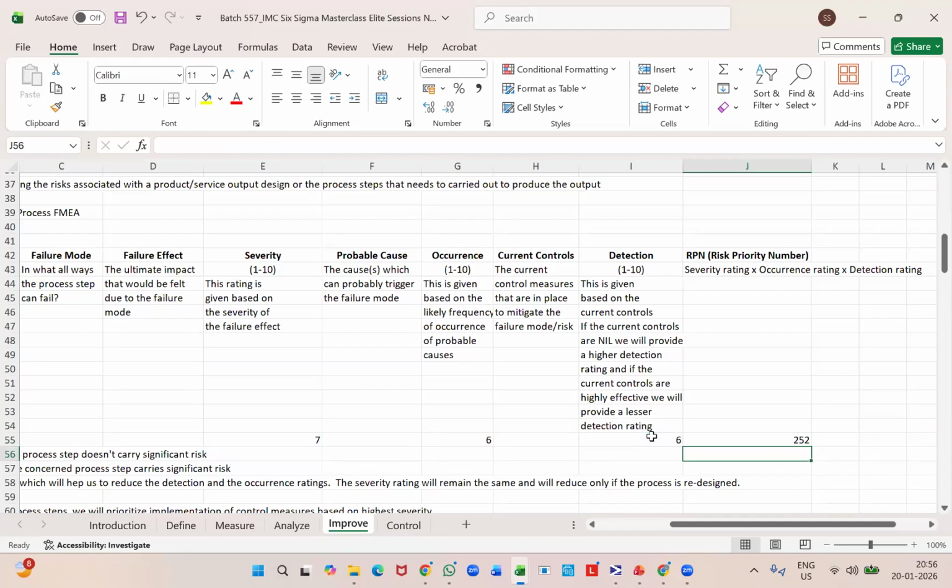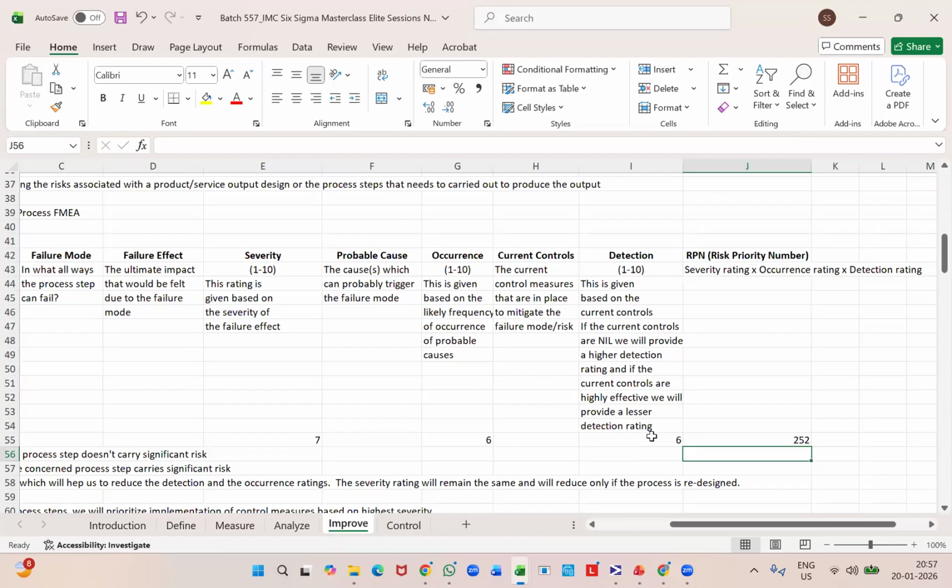For an RPN greater than 100, we need to infer that the process step carries some significant risk. So 252 is a huge number for RPN. We definitely need to infer that the process step carries some significant risk. So what we need to do is look at implementing some effective control mechanism. What I can plan to do is implement some kind of automation as a current control.